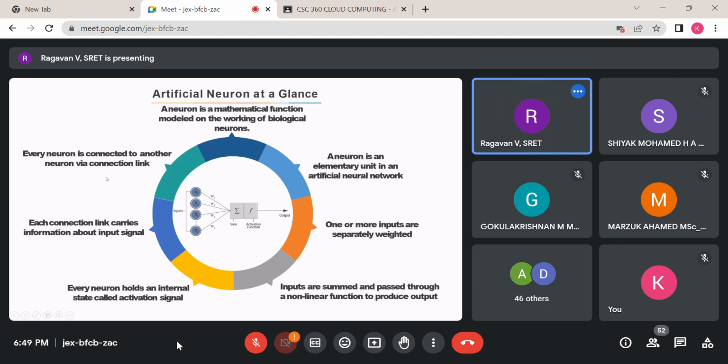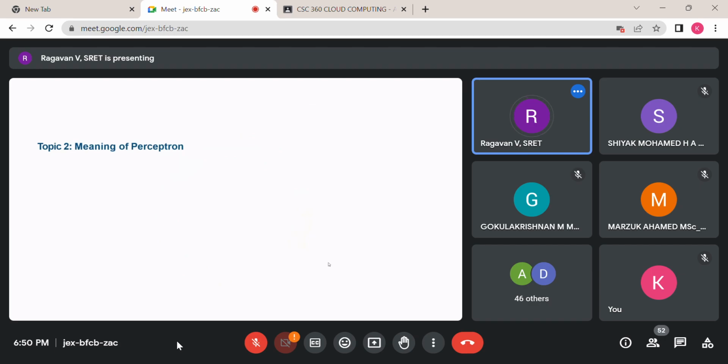And every neuron is connected to another neuron via a connection link. So this neuron is connected to another neuron, in the output layer or second hidden layer. You can use n number of hidden layers, guys. All the neurons are interconnected. That is the assumption here.